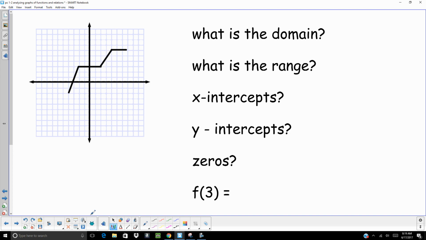All right, what I would suggest you do is hit pause. Try this one on your own. Notice there aren't any arrows that are saying that it's going on forever and ever. And hit pause, try these on your own. And when you are done, check your answers, hit pause again.